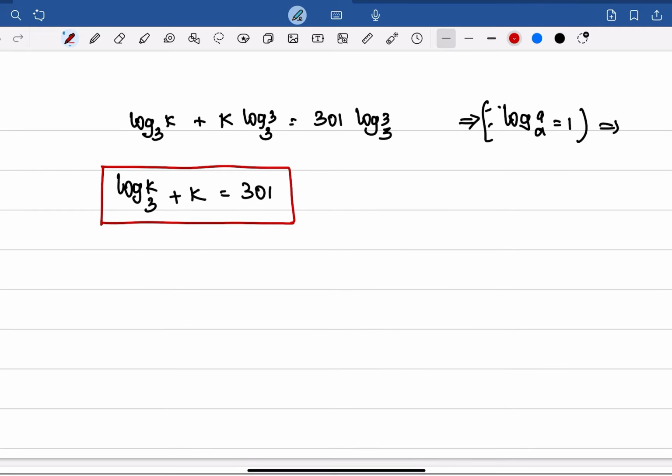Now, we'll try to do something. For any number, let us say log n to the base m is equal to p. It implies n is equal to m to the power of p. Correct?